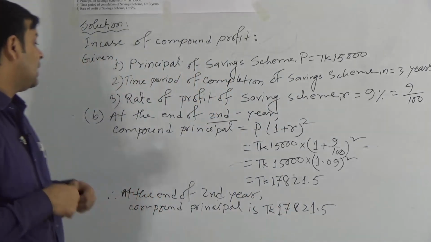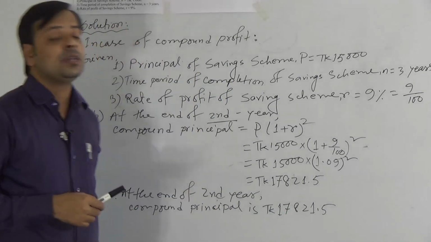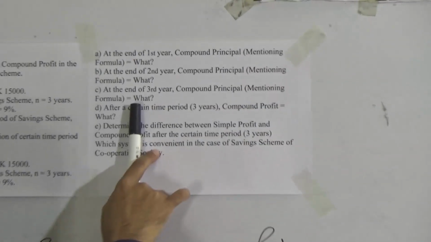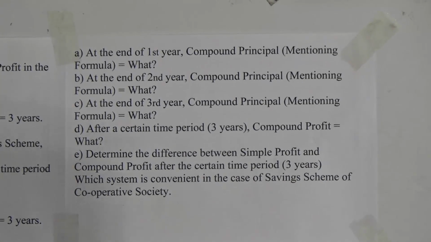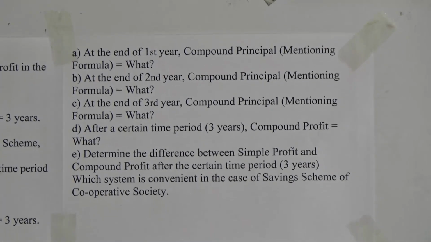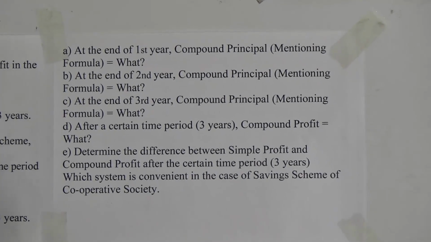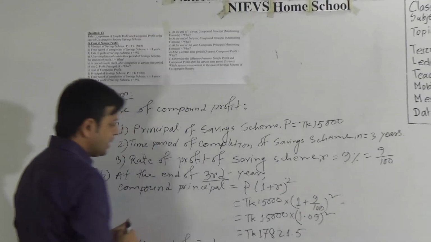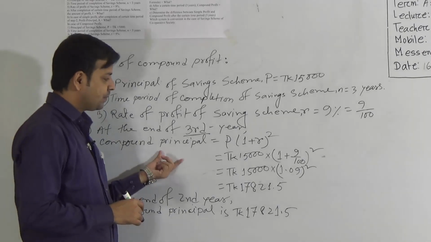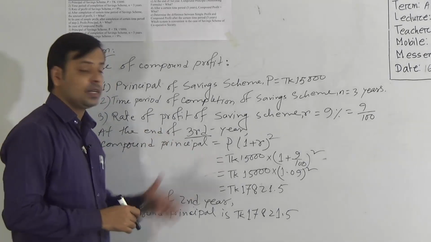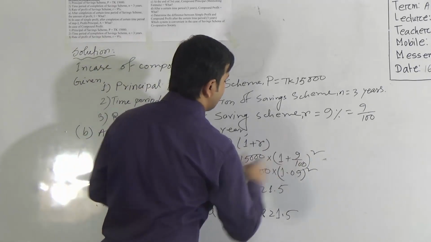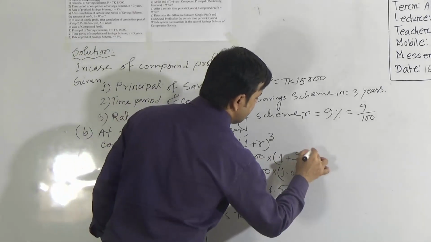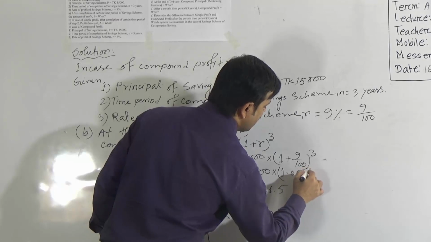Now I have to determine the answer for question C. What is question C? At the end of third year, compound principal equals what? Mentioning the formula. So what should be the formula now? As we have to write at the end of third year, this should be third year. You have to write this part again. As I have written third year, we have to write 3 here, and this one will also be 3.